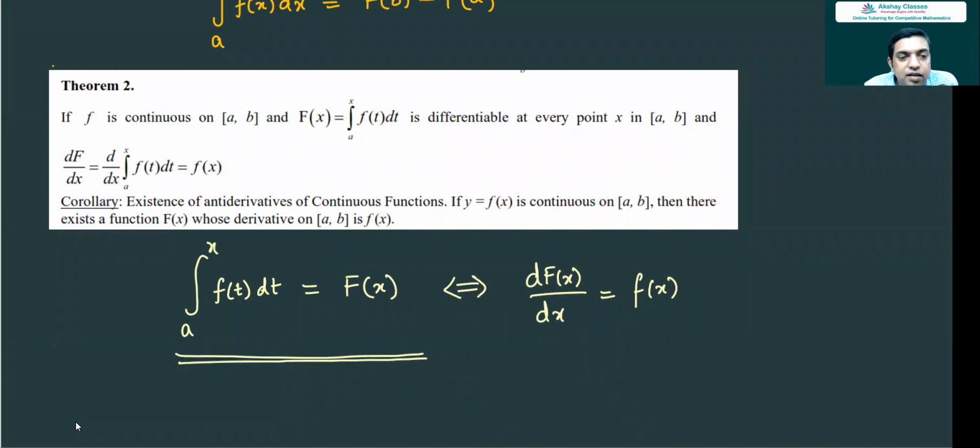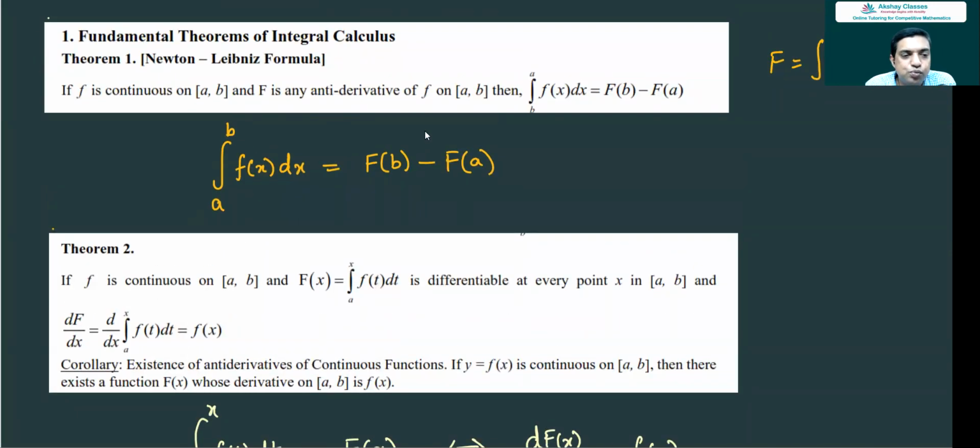Now, existence of antiderivatives of continuous functions. If y equal to f of x is continuous on open interval (a, b), then there exists a function capital F of x whose derivative on closed interval [a, b] is small f of x. The only requirement for an antiderivative to exist is that the function should be continuous. So that is theorem 2.